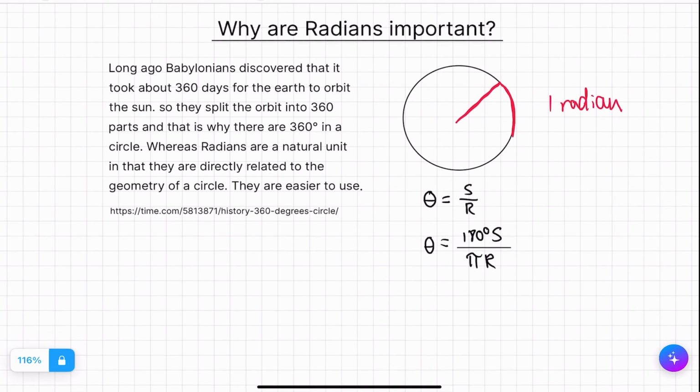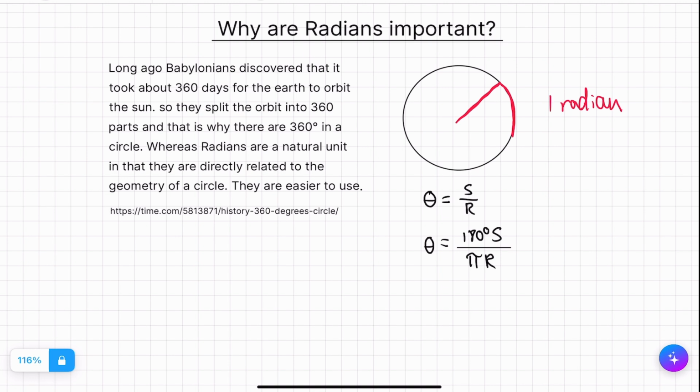A common question students have about radians is, why do we even need to use them? Why don't we just use degrees for everything? And I think that's a very fair question. So I'm going to try my best to help you understand why radians are your friends. It turns out that an ancient civilization came up with degrees because they estimated that it took about 360 days for the Earth to orbit the Sun. So they split the orbit into 360 parts, and that's why a circle has 360 degrees.